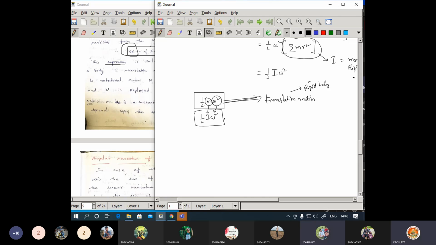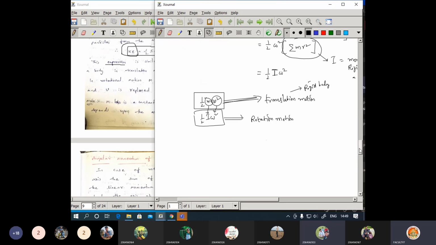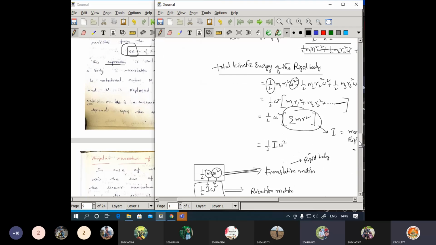this is for the rigid body under rotation, if you are going with the rotational motion. So what we replaced here: m is replaced by I, and v square is replaced by omega square. Those things you need to write in the text. So this is about the kinetic energy of the rigid body.